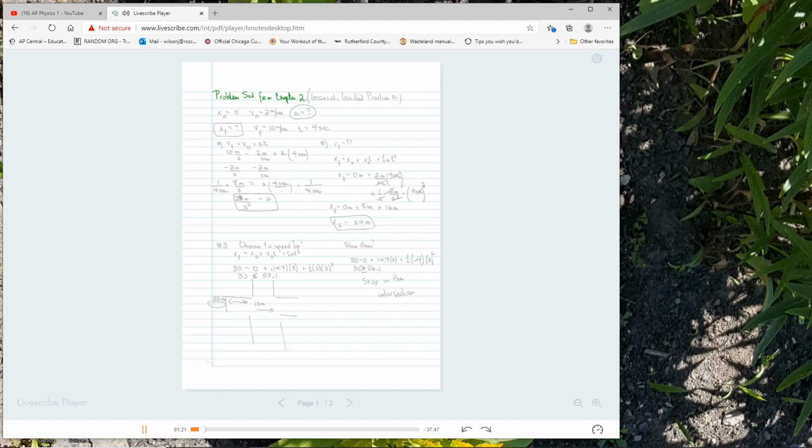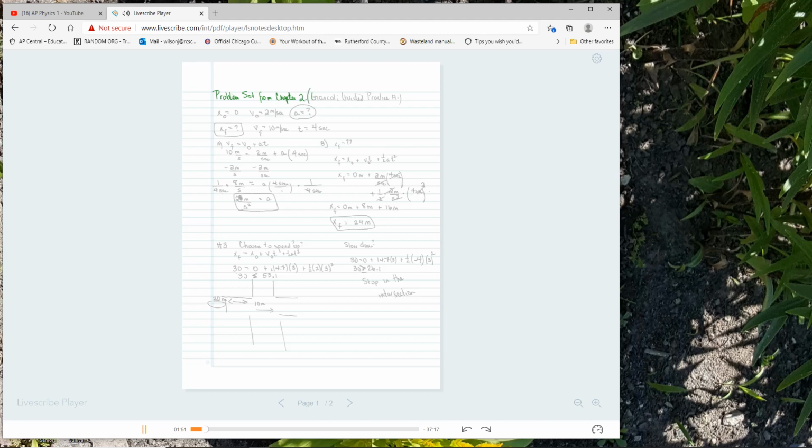There it is. Okay, so problem number 1 says a car accelerates from 2 meters per second to 10 meters per second in 4 seconds. If the rate of acceleration is uniform, what does that mean? It doesn't change. If the rate of acceleration is uniform, determine the rate of acceleration and the distance traveled during the 4 seconds of motion.